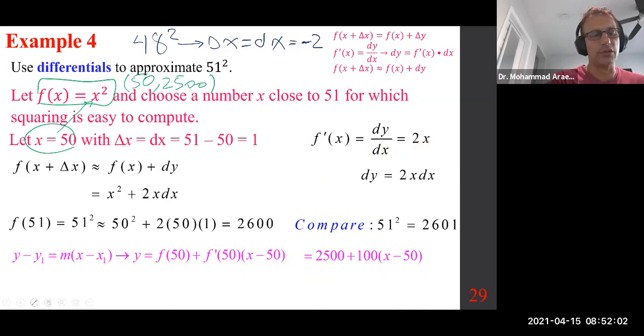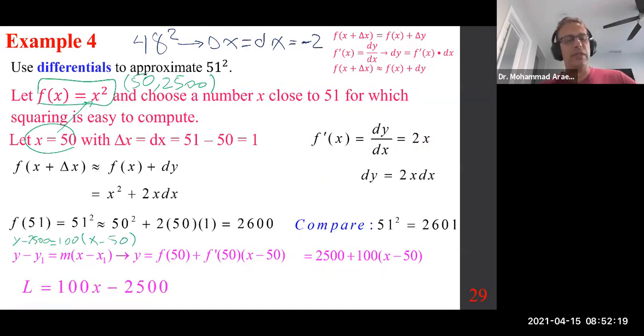Y, let me just write it actually here so you see what I mean. Y minus 2500 equals m, 100, times x minus 50, and you finish the job, you end up with this. Y equals this, which we call the linearization.